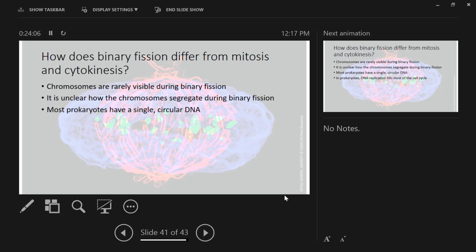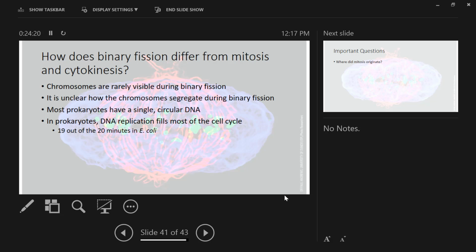Most prokaryotes have a single circular piece of DNA rather than several linear chromosomes. In prokaryotes, DNA replication fills most of the cell cycle and happens along with the division. As an example, E. coli growing during their exponential phase replicate every 20 minutes. Their doubling time is 20 minutes, and it requires 19 minutes to replicate the DNA. So through most of the time while the cell is growing and getting ready to divide, the DNA is being replicated at the same time.